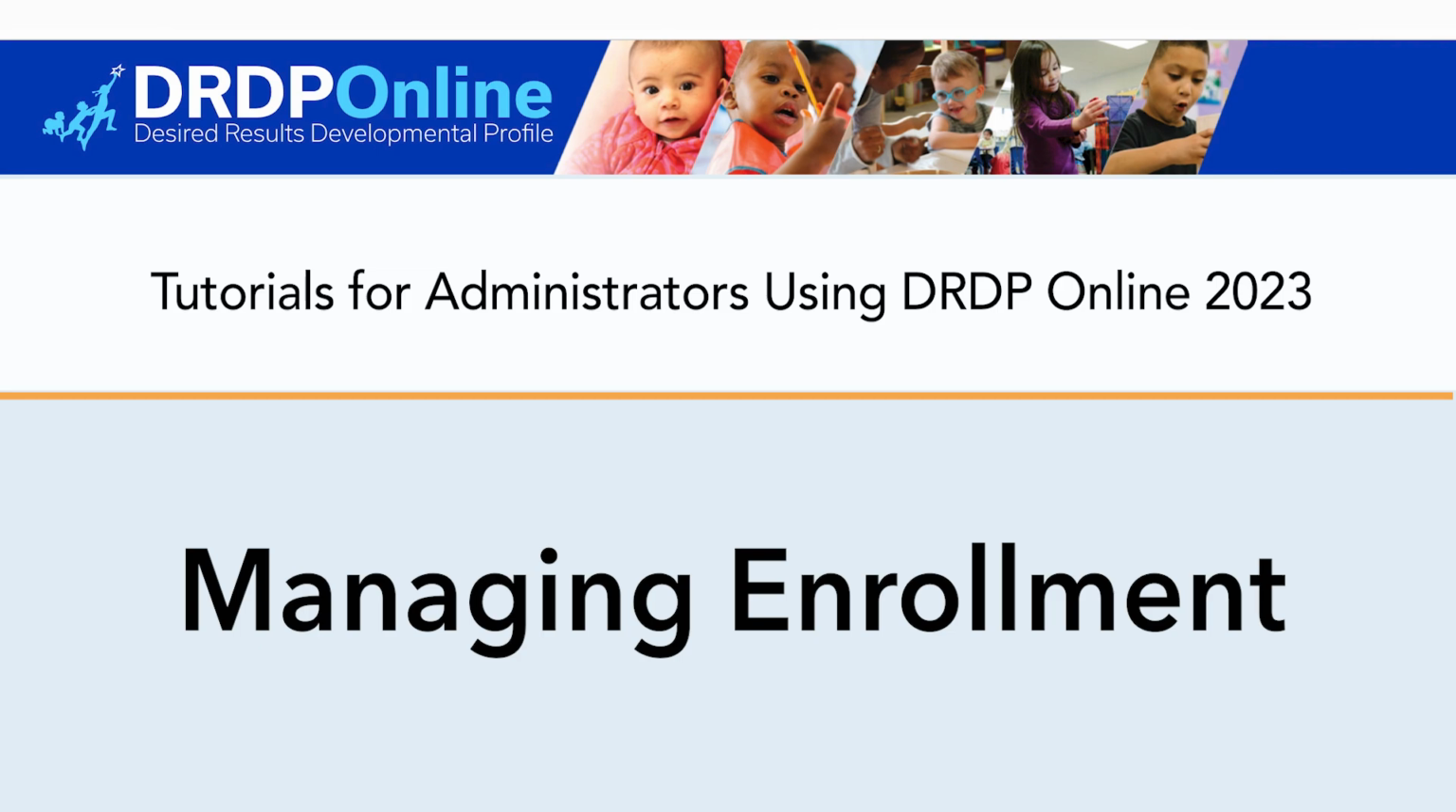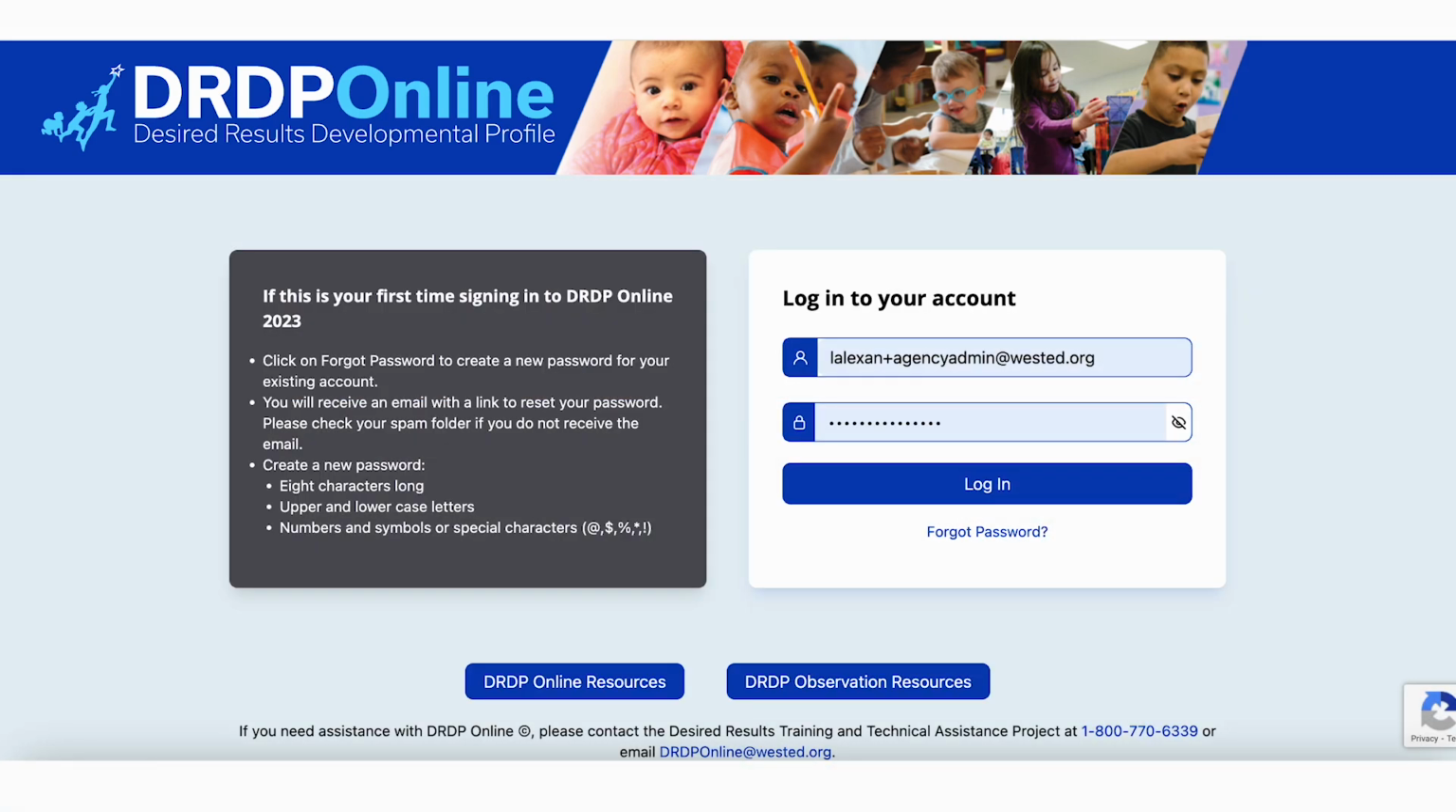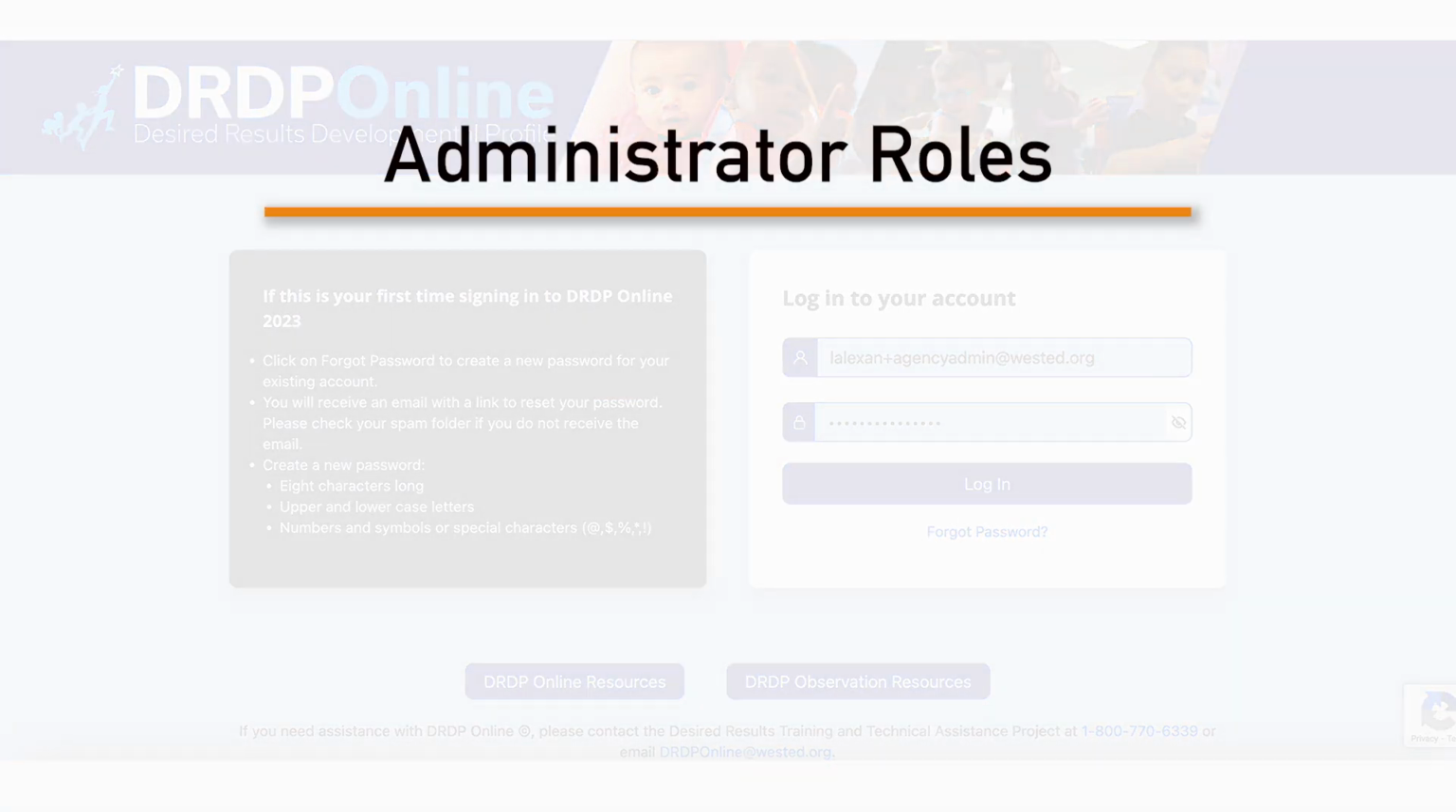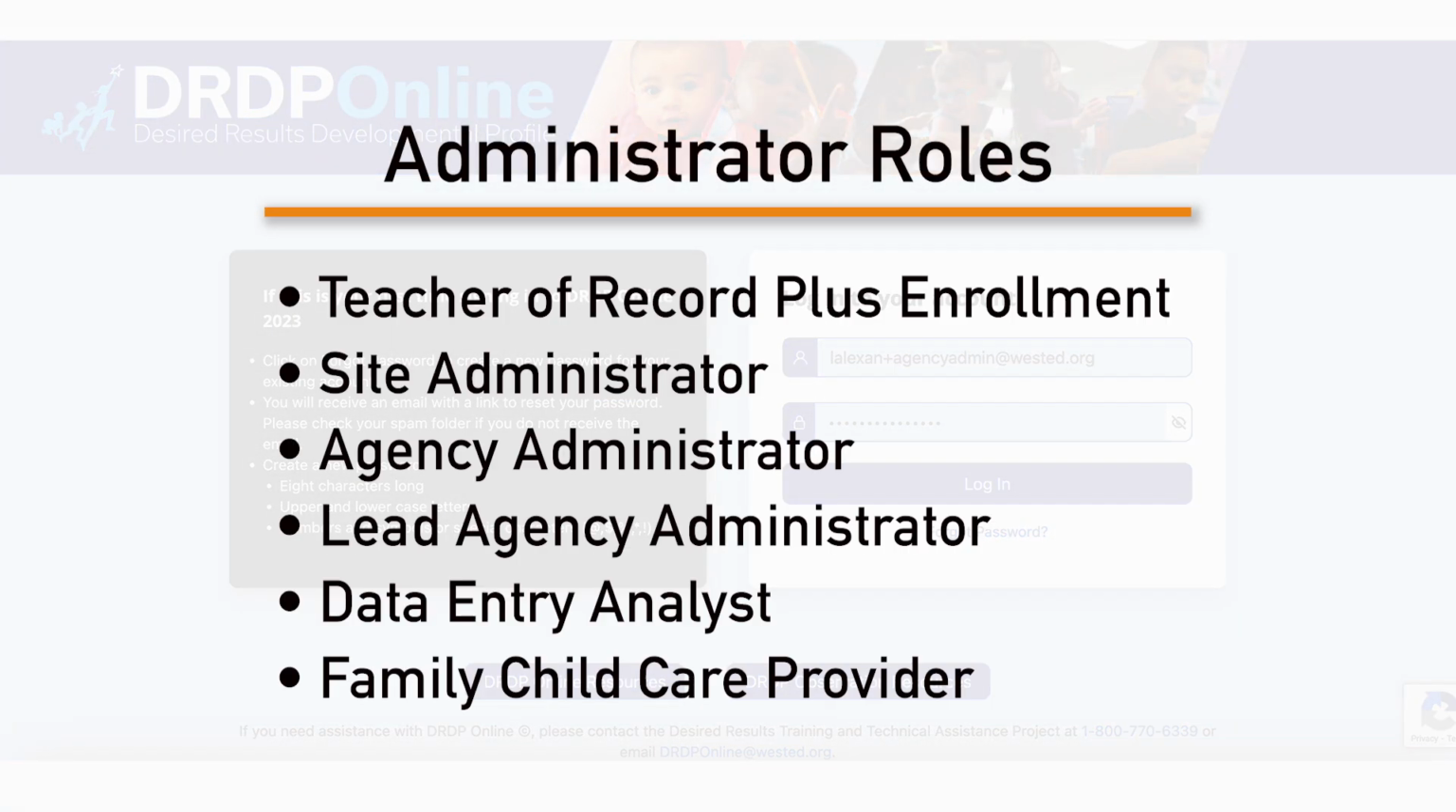This tutorial is about managing enrollment. Managing enrollment includes transferring children, re-enrolling children, and withdrawing children. And it's important to note that to do any of these, you must have an administrative role, such as teacher of record plus enrollment, site administrator, agency administrator, lead agency administrator, data entry analyst, and family childcare provider.